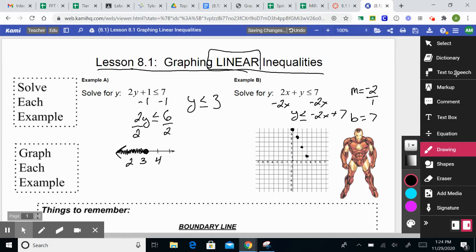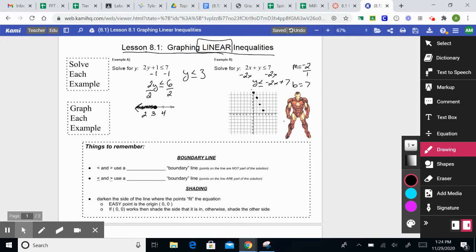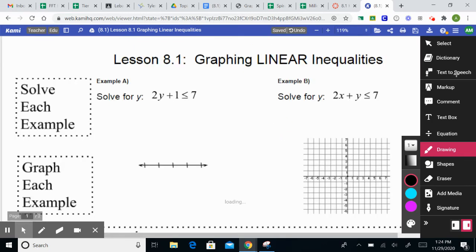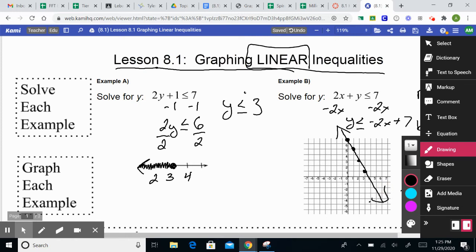Now, because this is an or equal to, I'm going to do a solid line. I've got a straight edge with me. My straight edge is a note card I'm using here on my computer. Maybe if I can not touch anything while I do it. Oop, didn't get it. Let's try one more time. There we go. Now I have my straight line there.